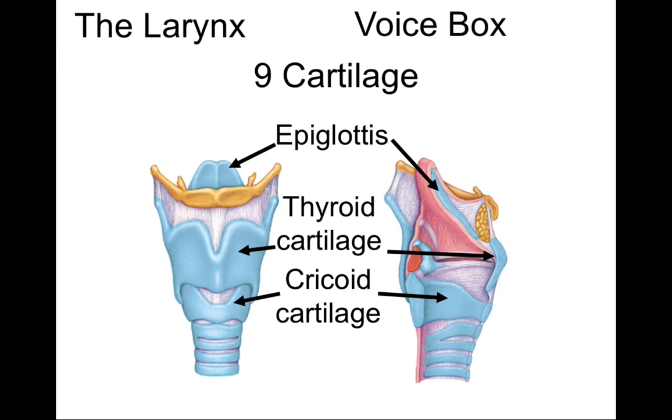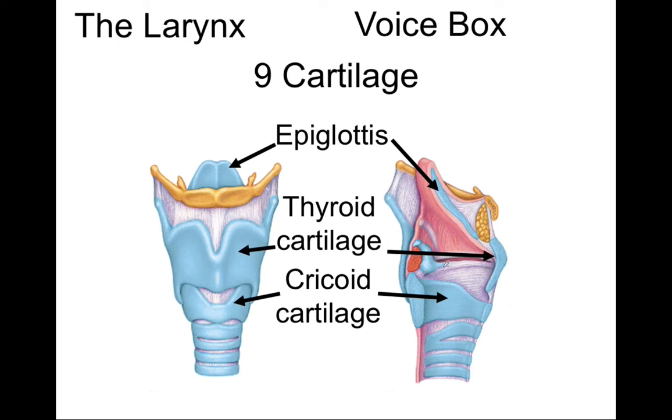We first see the epiglottis, which can be found here. We'll find our thyroid cartilage, which sticks out here, and we'll find the cricoid cartilage, which can be found inferior to the thyroid cartilage. The epiglottis is one of the few structures in our body that's made up of elastic cartilage. The epiglottis is a little flap that will sit over the opening to the respiratory system.